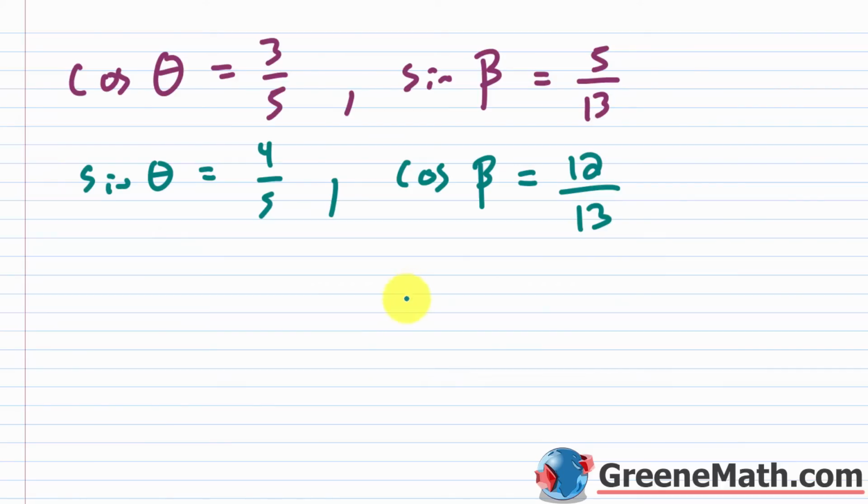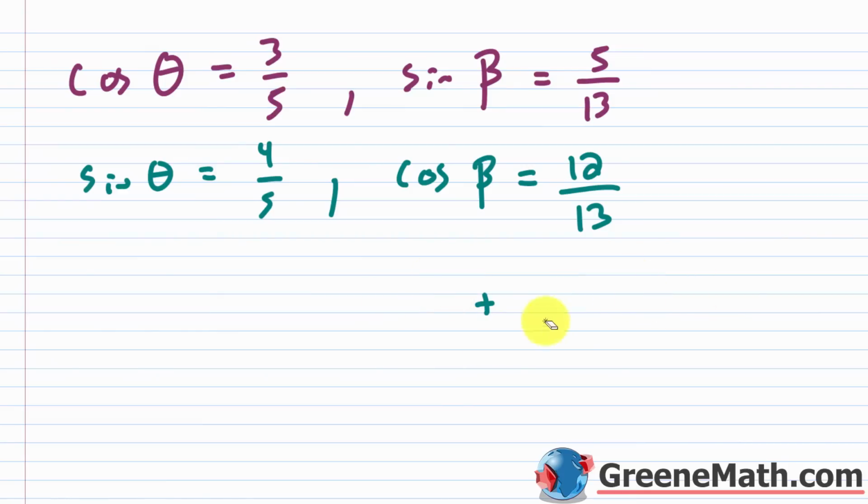So another way you can think about that is 5 squared plus 12 squared would be equal to 13 squared. Your y value squared plus your x value squared would give you your r value squared. And you can crank that out. That would be 25 plus 144 is equal to 169, which is a true statement.